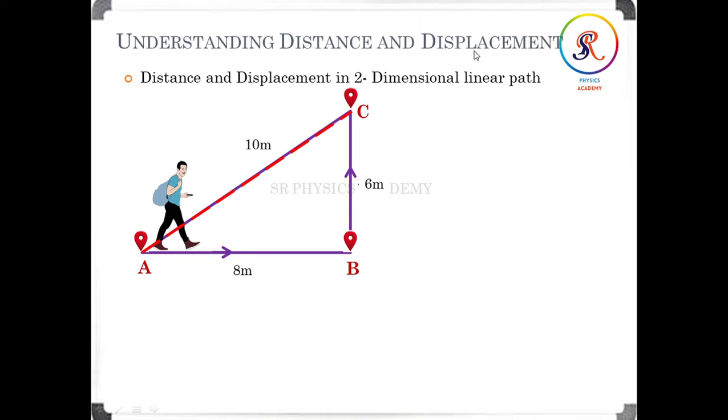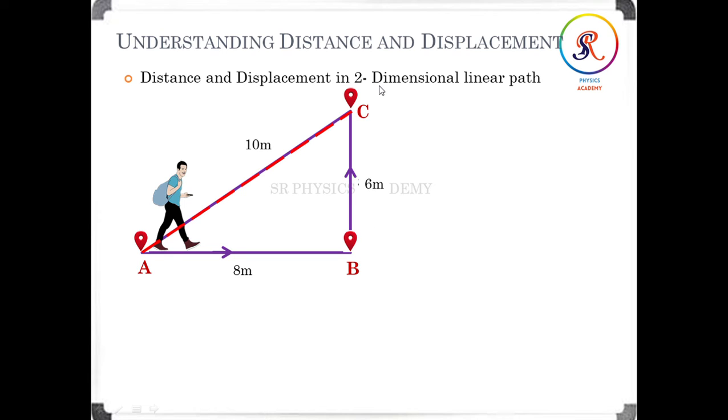Understanding distance and displacement. Here I have taken distance and displacement in two dimensions, on a linear path. Suppose you are traveling on a two-dimensional linear path, as in the given figure. In this case, the initial point is marked by A. If you reach the position B, then see the arrow mark: the person is going from A to B, B to C.